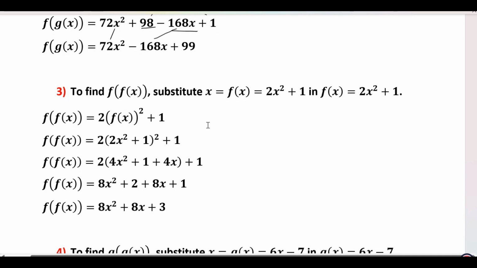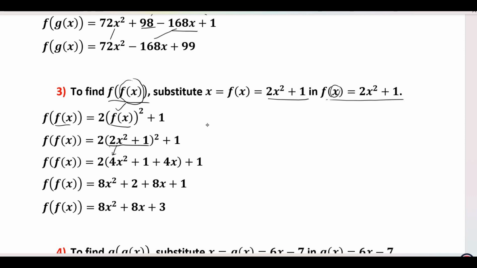In part 3, we need to find out f(f(x)). That means we have to replace x with f(x) in the function f(x). So here we replace x with f(x). Get this thing. Now we know the value of f(x), which is this, 2x squared plus 1. We substitute that value.